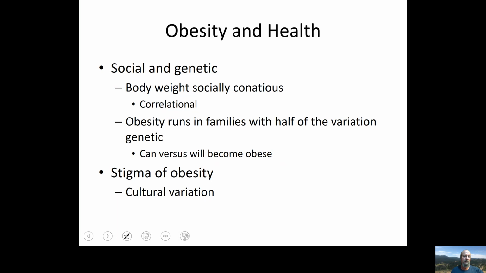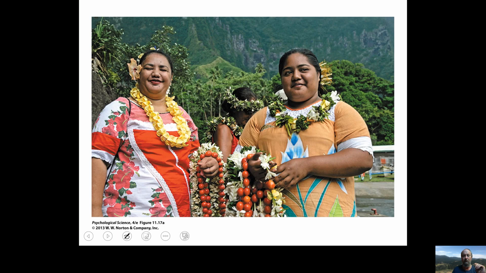So let's see. Is there a social component? Yes, there are social portions to obesity. Of course, there are. It's also socially contagious. If you're around heavier people, you tend to be heavier yourself, and vice versa. Around thinner people, you tend to be thinner yourself. About half the variation apparently is genetic. Oh, can versus will. Can, you have the ability; will, you're determined. That's the difference there. And there's cultural variation in the stigma of obesity. Here's some islanders where there's not as much stigma, apparently.